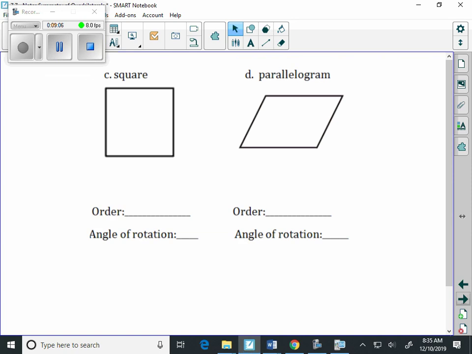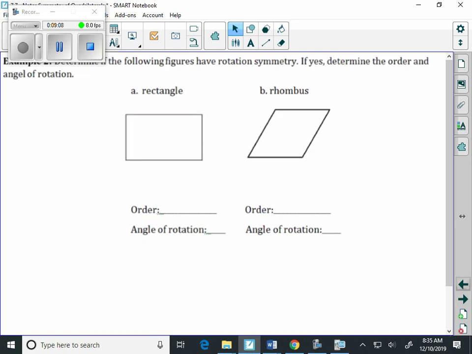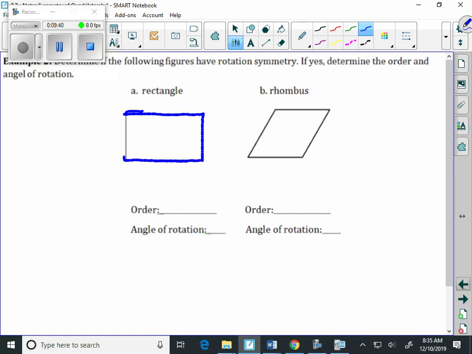The other kind of symmetry that we've talked about in the past here is rotational symmetry. It says determine if the following figures have rotational symmetry, and if yes, determine the order and the angle of rotation. And I just now see that I spelled angle as angel again. But remember, when we're looking at rotational symmetry, what I can do here is outline the rectangle.